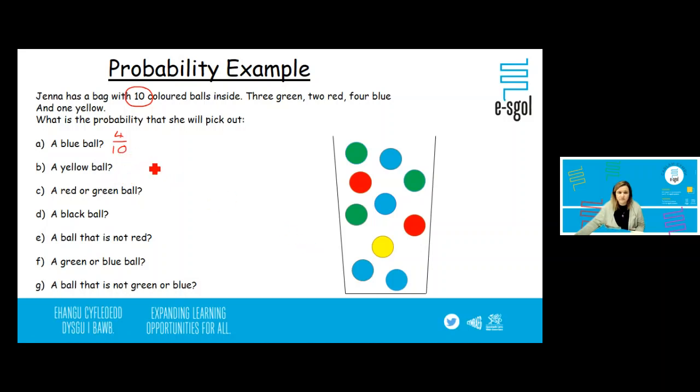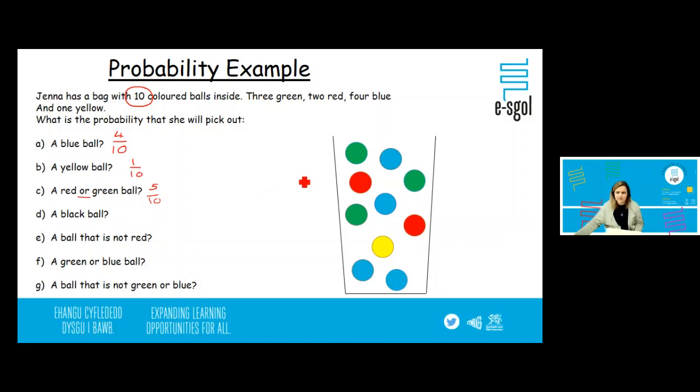Probability of getting a yellow ball, there's only one of them, so 1 out of 10. Red or green, now because of the word or, we're counting up both colours there. So there's 2 red, there's 3 green, so we have 5 out of the 10, which would simplify down to a half.